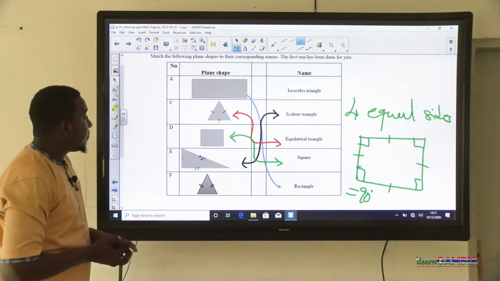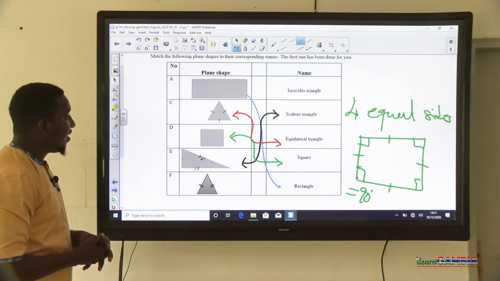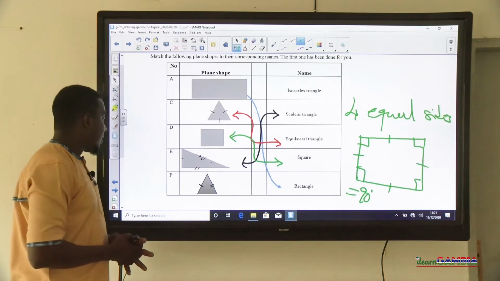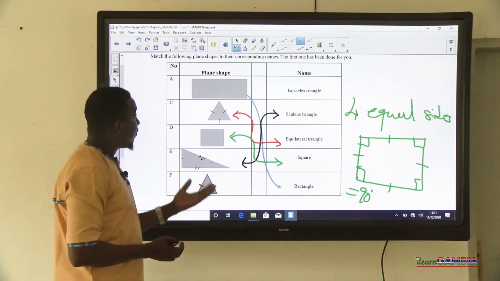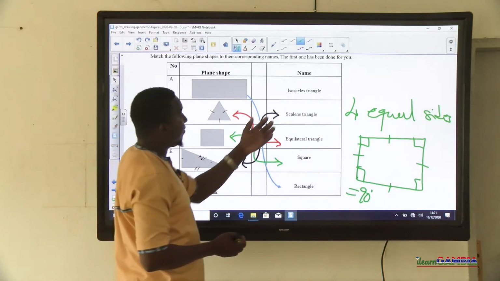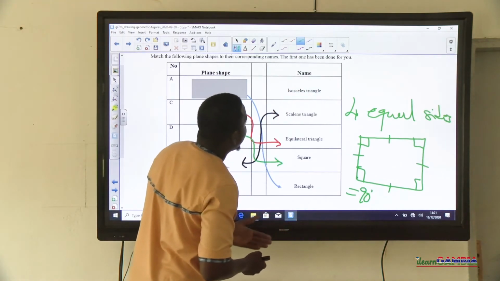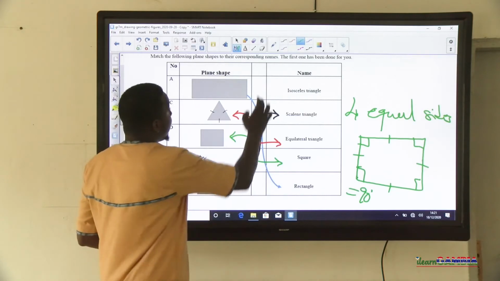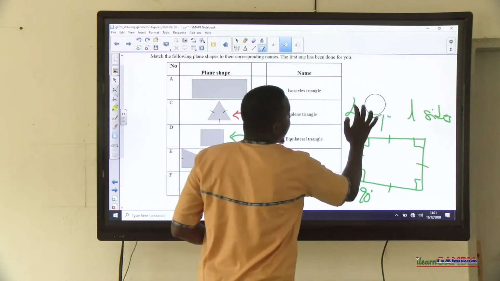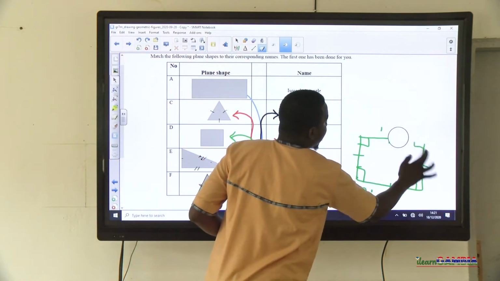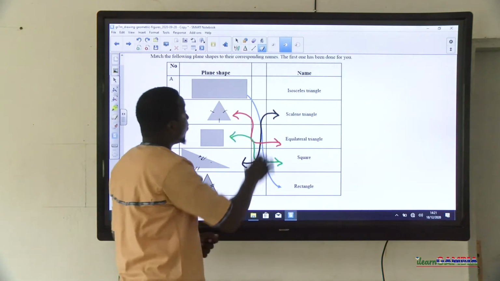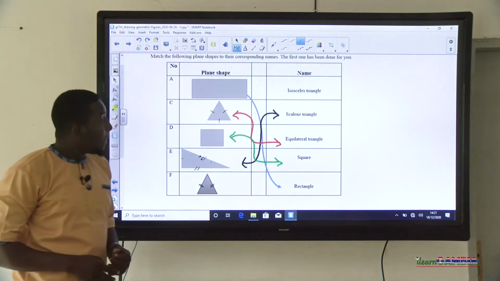Then we look at the last one. Obviously here there is not much work to do, because we have one shape pending and one name of the shape pending. But even so, we will still talk about the name and the characteristics of that shape, so that we can examine whether the shape given is actually the one that we are looking for.